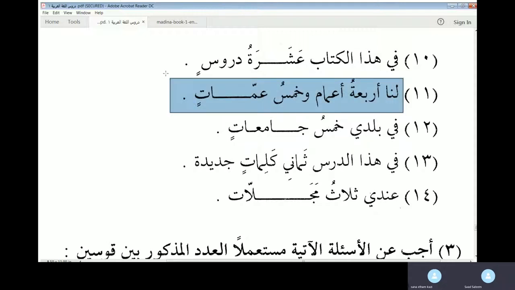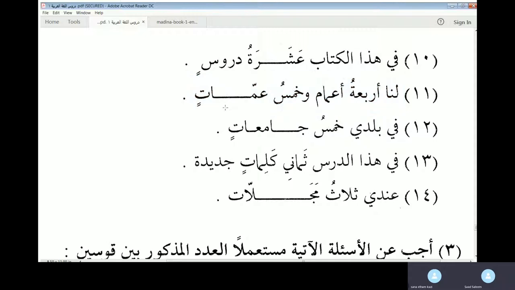لنا أربعة أعمام وخمس عمات. We have arbaatu, which is 4, amamin, 4 uncles, and khamsu, 5 ammatin, aunties.